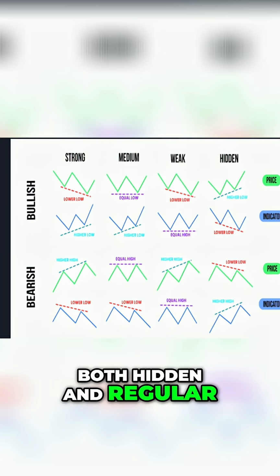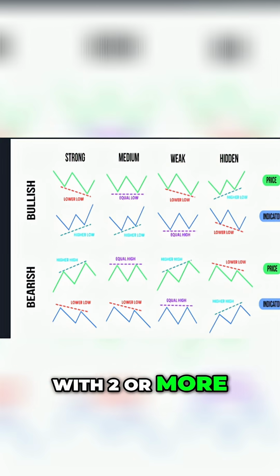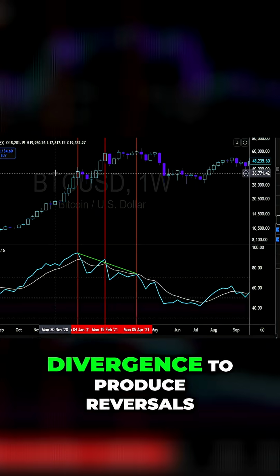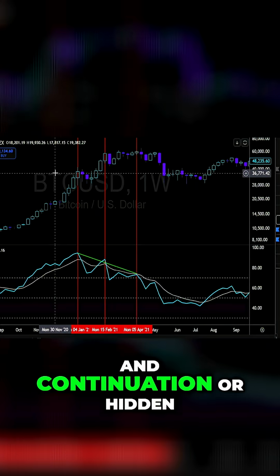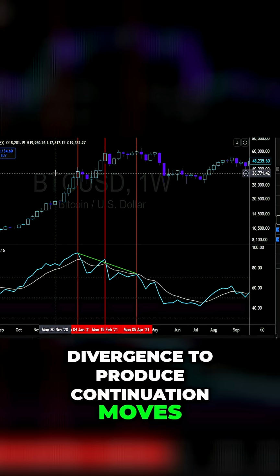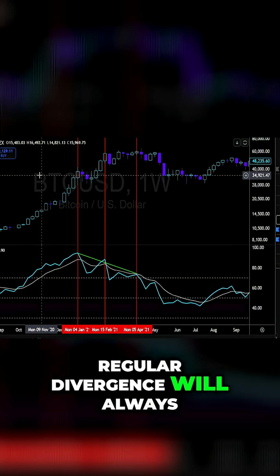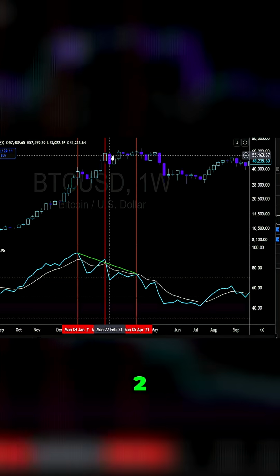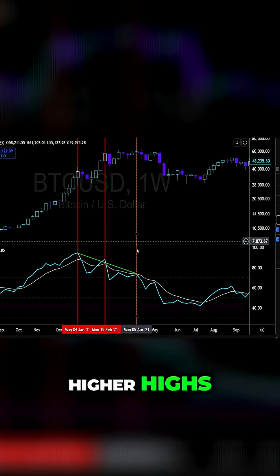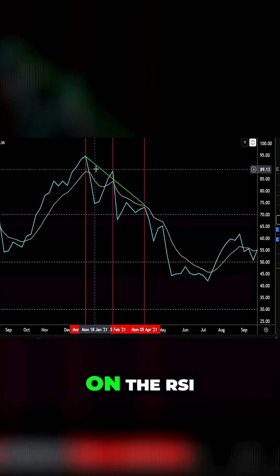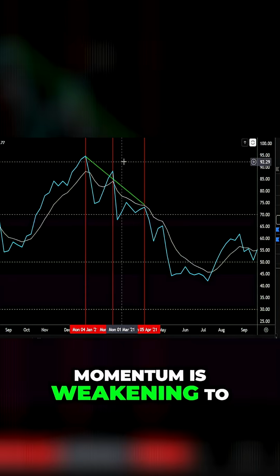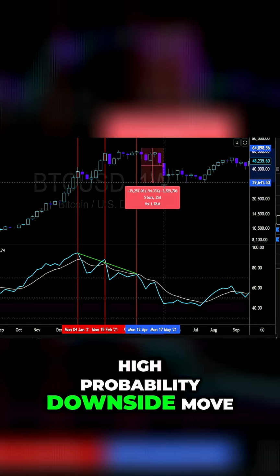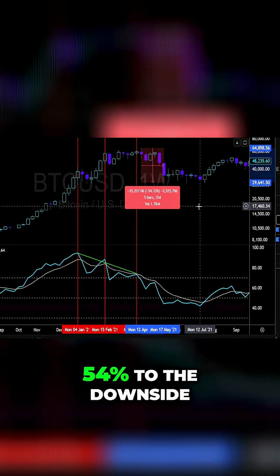Both hidden and regular need to be confirmed with two or more local highs or local lows, but in these cases, we look for regular divergence to produce reversals and continuation or hidden divergence to produce continuation moves. Thus, regular divergence will always produce a contra move to the current trend. In this case, we have 1, 2, 3 local highs and higher highs accompanied by lower highs on the RSI. Thus, momentum is weakening to the upside and sets things up for a high probability downside move, in this case, over 54% to the downside.